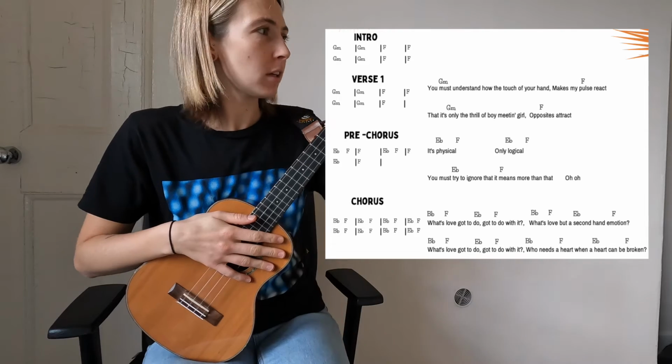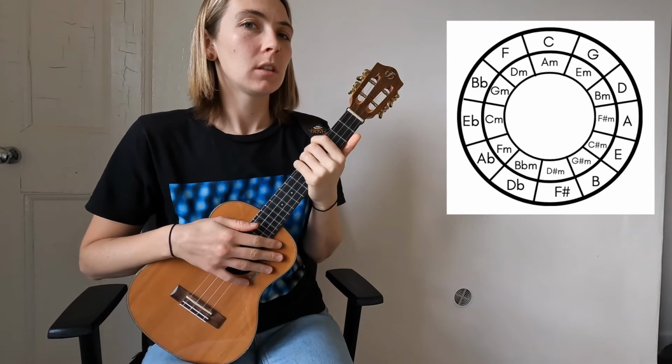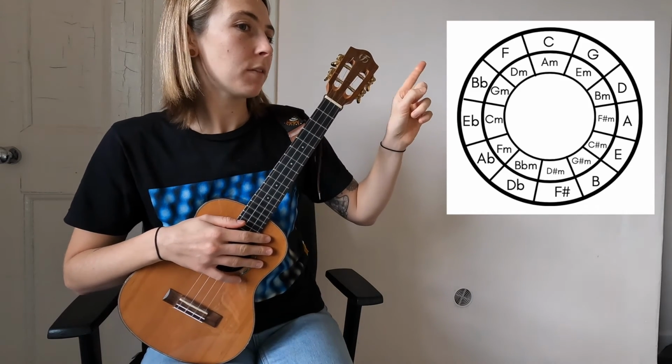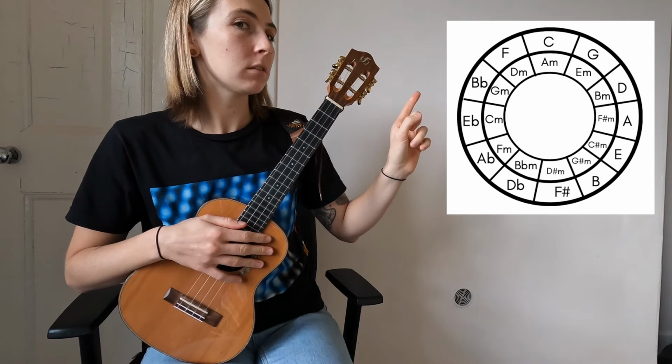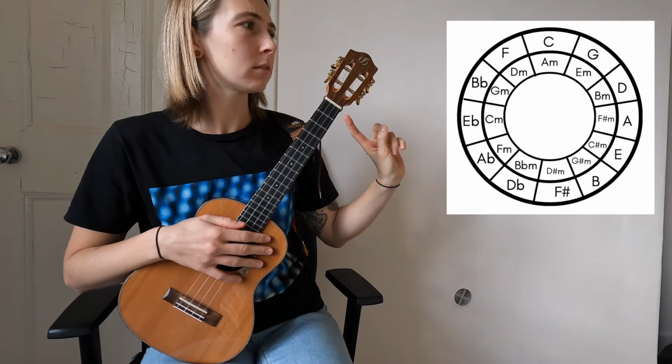So that could be, let's have a little look at the circle. It could be the key of F, there's an F, there's a B flat, there's a G minor, but there's also an E flat there.